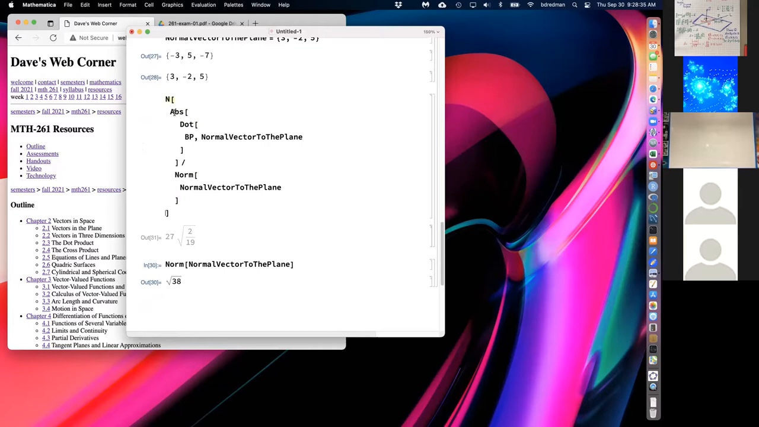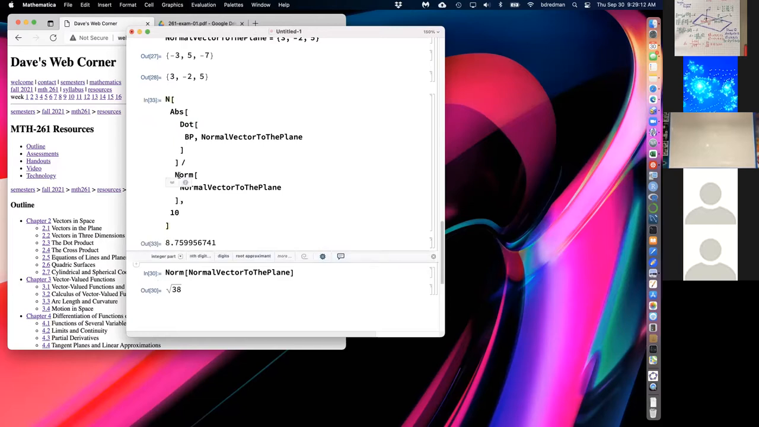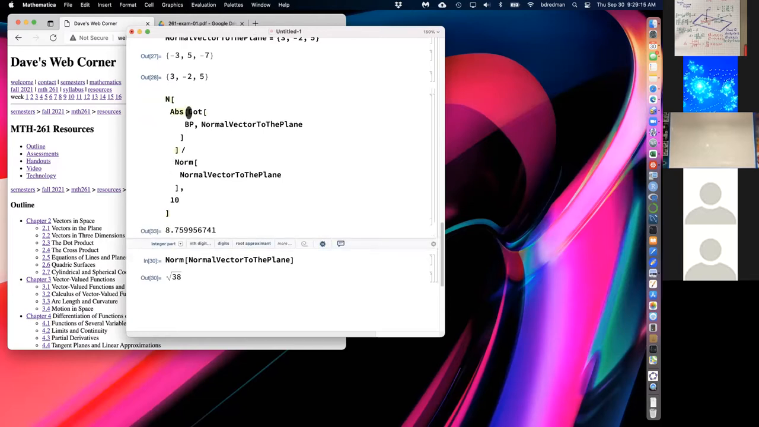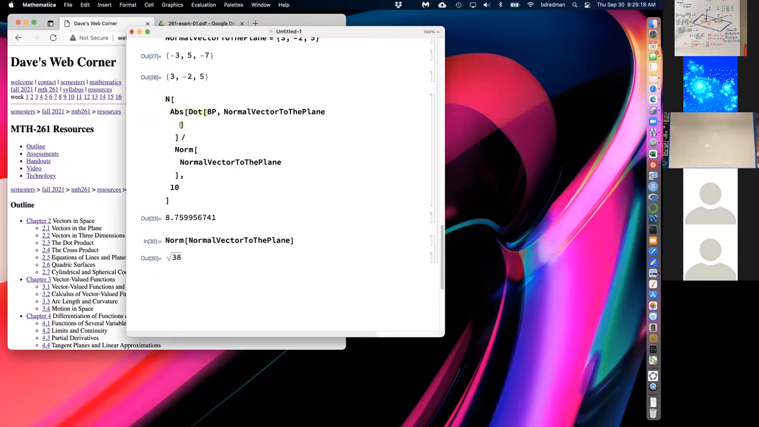Good, numerical approximation of an absolute value of a dot product of two vectors, close dot product, close absolute value, divided by the norm of a vector, close norm, close numerical approximation. I hope I have all these things sufficiently executed. There's the 8.75996. I call it 8.7600 to four digits. You can, in Mathematica, ask for as many digits as you please. So if I want 10 digits, I just say 10 for my norm command. Let me rewrap this because it's very hard to follow in that form, right?